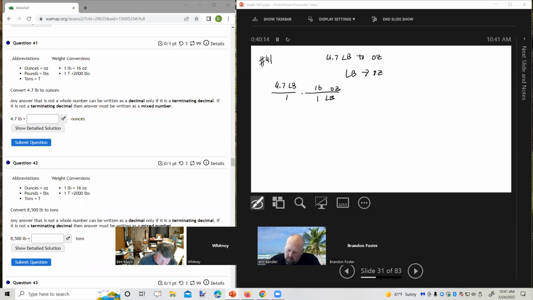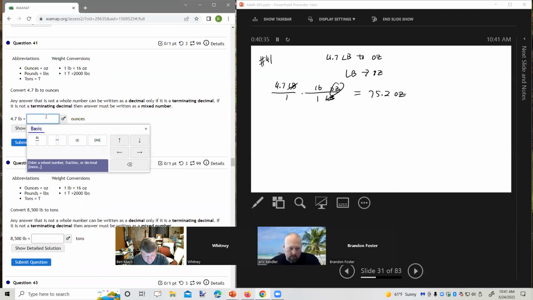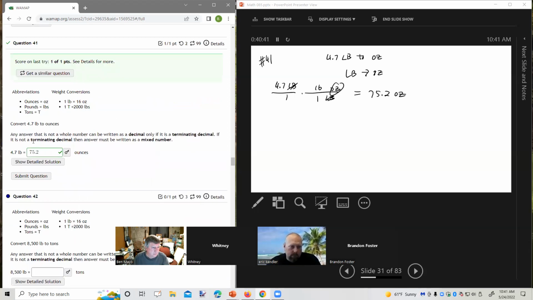ounces, 16 ounces is 1 pound. Cross out the common units of pounds, I'm left with ounces. 4.7 times 16 is 75.2 ounces. 75.2 ounces. Okay.